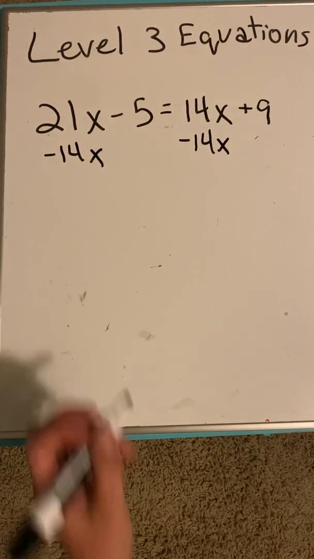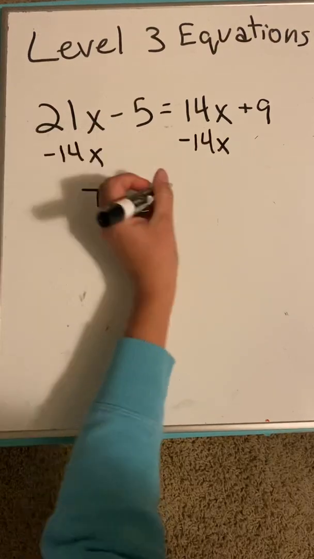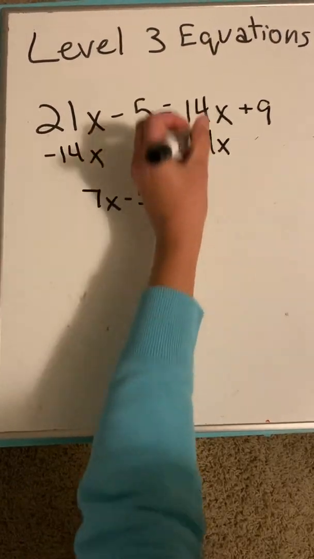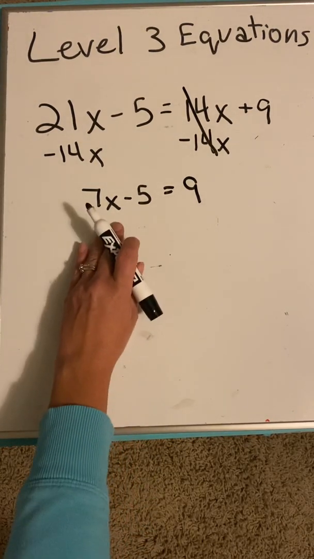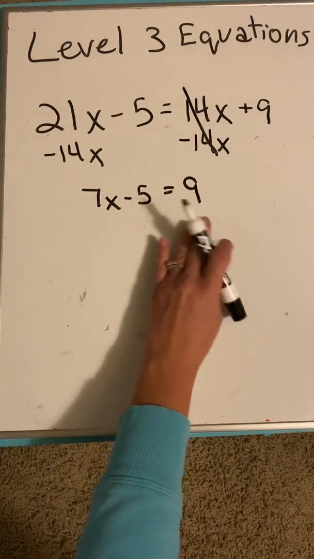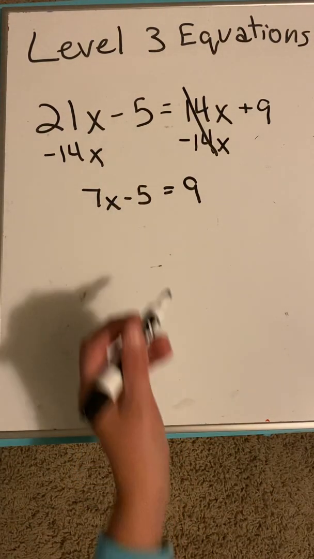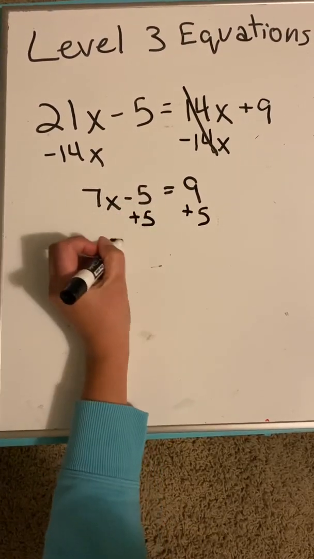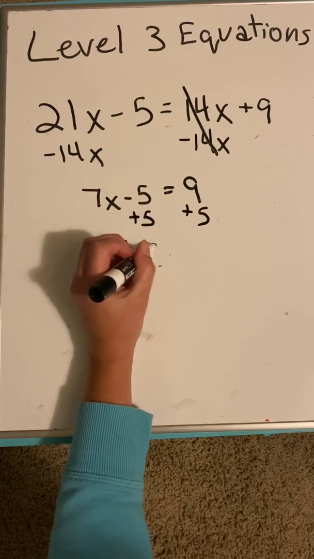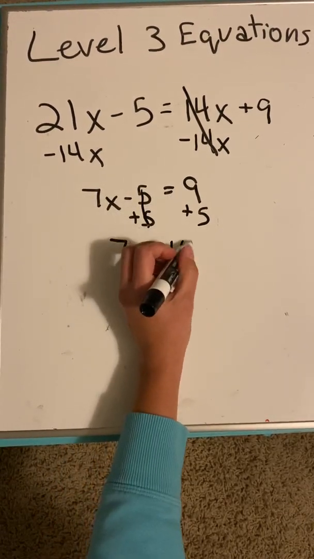21x minus 14x is 7x. Still have the minus 5. Make sure you're keeping track of your signs. Negative 14x and negative 14x add out, so I'm just left with 9 there. Because we put our variable on the left, our constant, our one without the variable, has to go onto the right. So the opposite of subtracting 5 is to add 5. 7x equals, because negative 5 plus 5 add out, 14.